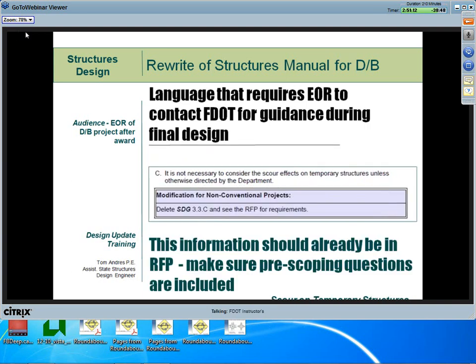Okay, here's one more example. Here's an example of where we exempt out scour design for temporary structures unless otherwise directed by the department. For design build, we have added a pre-scoping question, and as you can see, the modification in the blue box says see the RFP.